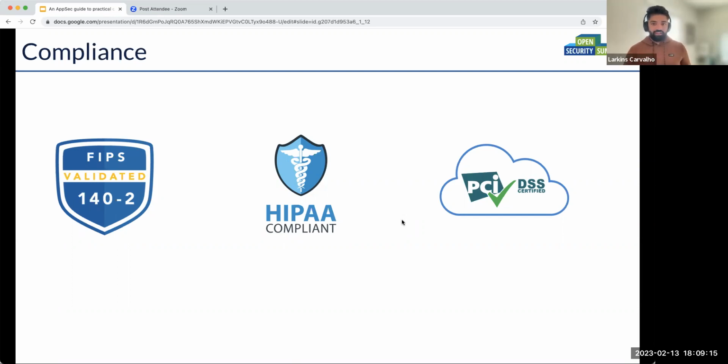HIPAA. HIPAA is the Health Insurance Portability and Accountability Act. It does not actually talk about how to encrypt data, but I don't know a better means of securing data than encryption. So even if it does not talk about how to encrypt data, we will need to use encryption to protect PHI, which is ePHI data.